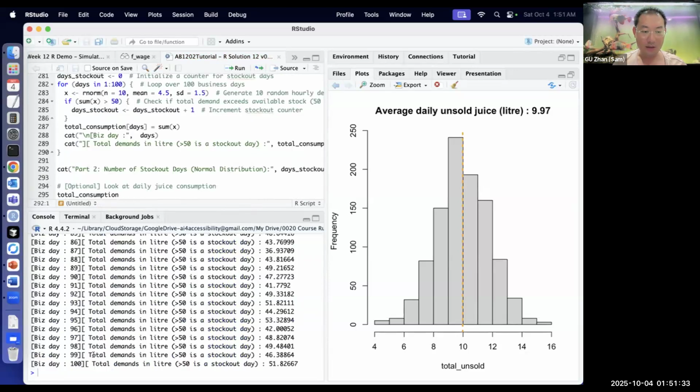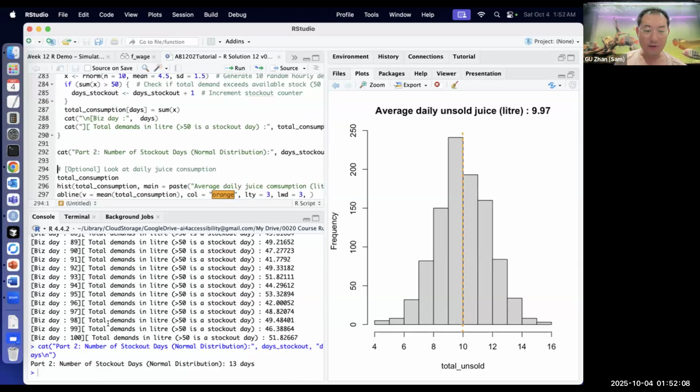100 days, total demand in liters, greater than 50 is a stock out day. So if you have a larger demand, more than 50, then day 100 is a stock out. Then day 99 is not, day 98 is not. It is only a stock out day when your demand is higher than 50. Okay, so now let's print it.